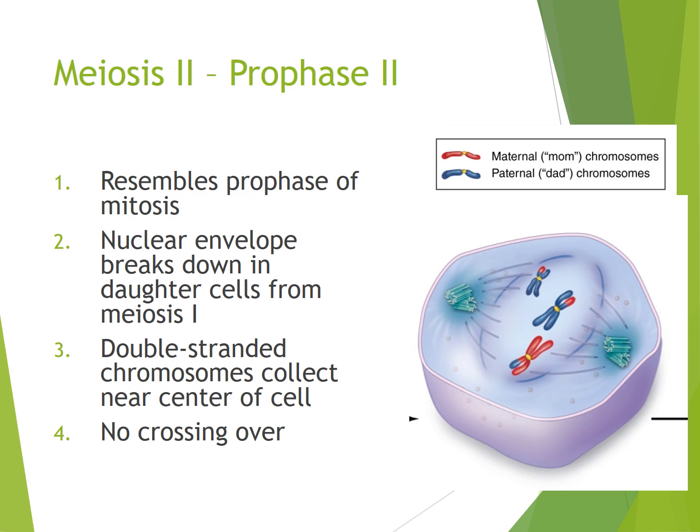Now we enter meiosis 2, which is the separation of the sister chromatids, where prophase 2 starts the event, and each of the 2 new cells will have the nuclear envelope start to break down, and the chromosomes will collect together. The only difference between prophase 2 and prophase 1 is that there is no crossing over that occurs because the chromosome pairs are not present.